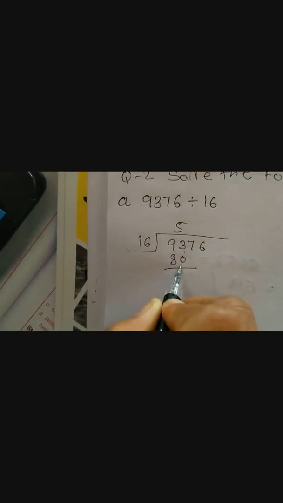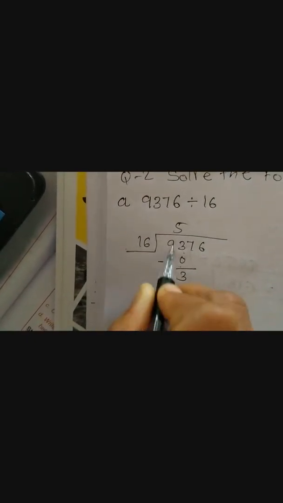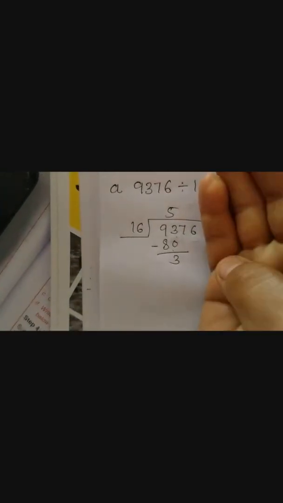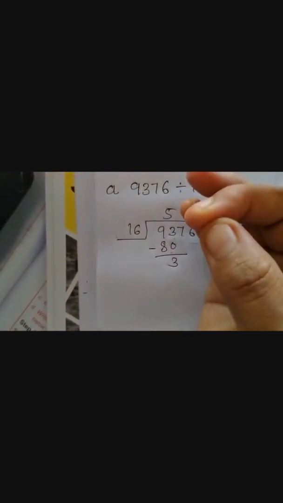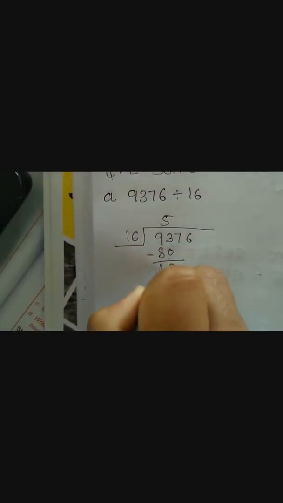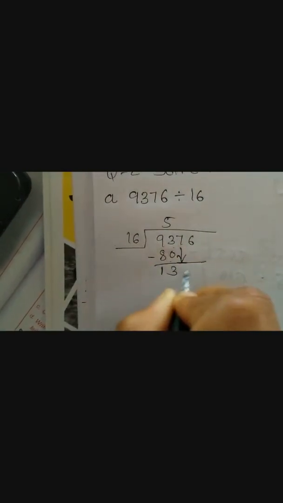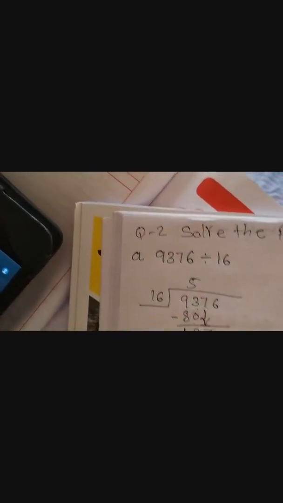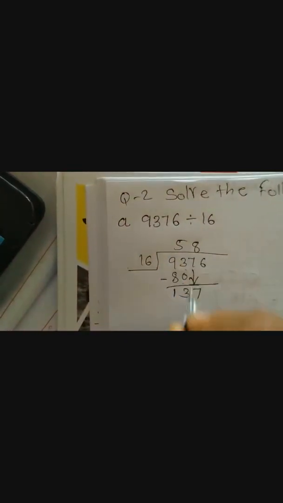3 minus 0, 3. 9 minus 8: 9 on your finger, cut 8, the remaining number is 1. So we have to write here 1. Then we'll bring down 7. 16 eights are 128.